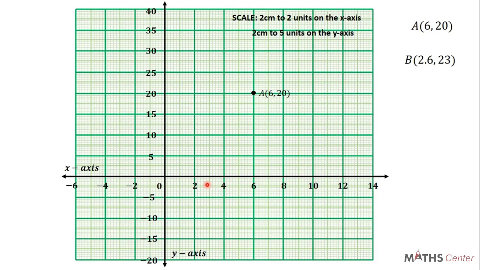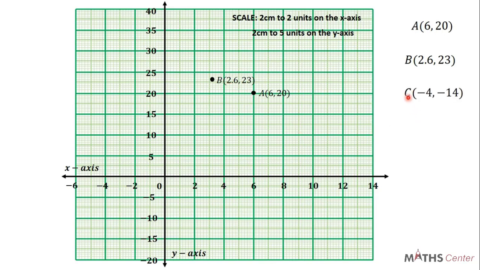So we now have 2.6 on the x-axis, which is 3 divisions from 2, and 23 on the y-axis, which is 6 divisions from 20. So we trace 2.6 and 23 and they will meet at this point. So here is point B, 2.6 and 23.